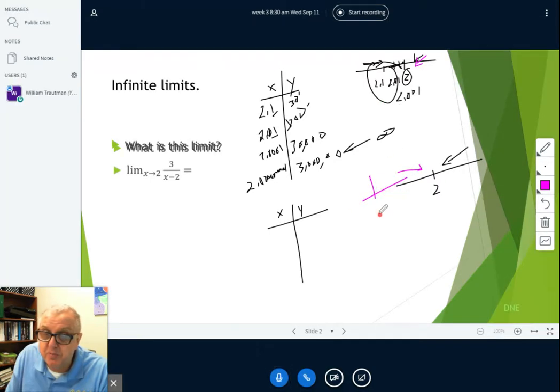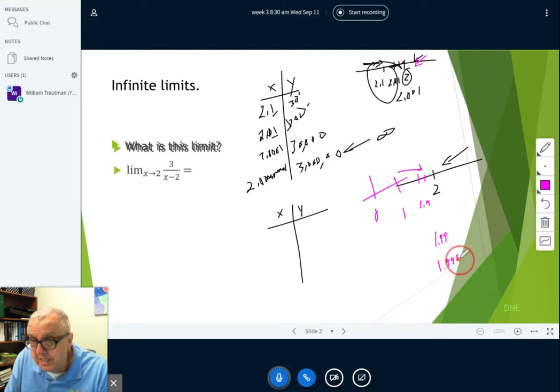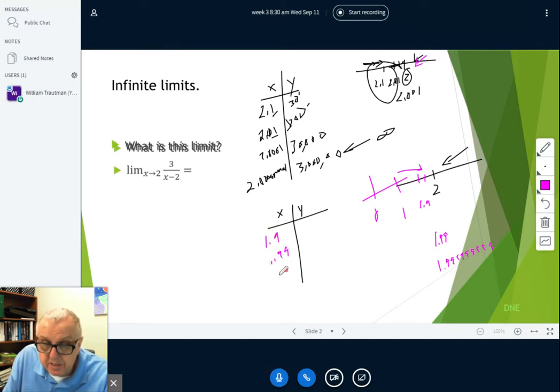Oh, I should have put the whole number line so I see 0, 1. So I'm going to get really close to 2. I'm going to go to 1.9. Do you see? We're getting really close to 2. Then I'm going to get closer to 2, 1.99. I'm going to get really close to 1.9999999999999999999. So let's see what happens if I put 1.9, 1.99. I'm getting really close to 2.